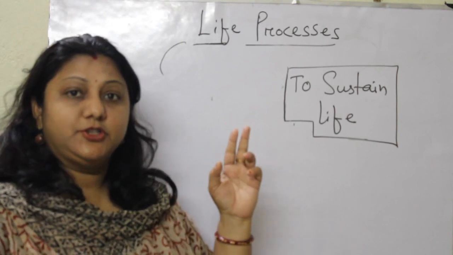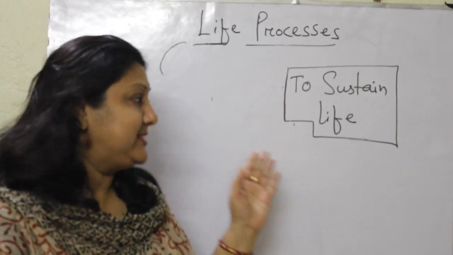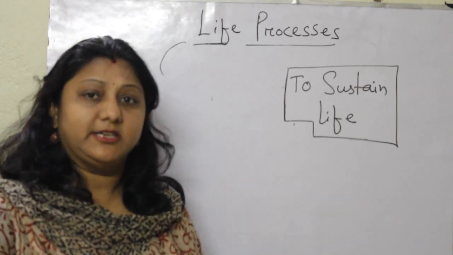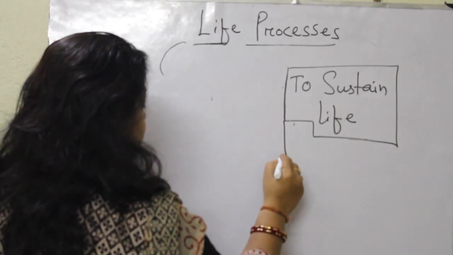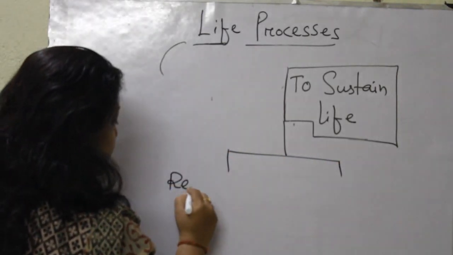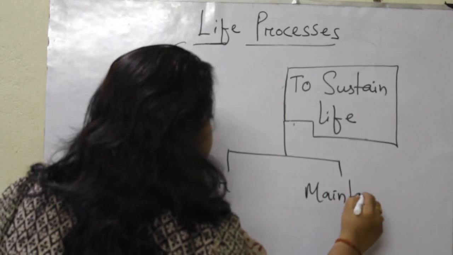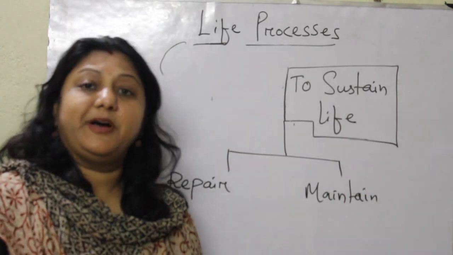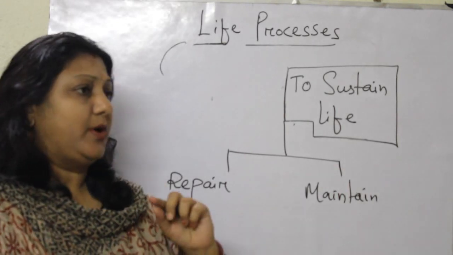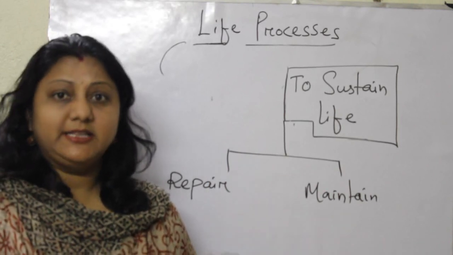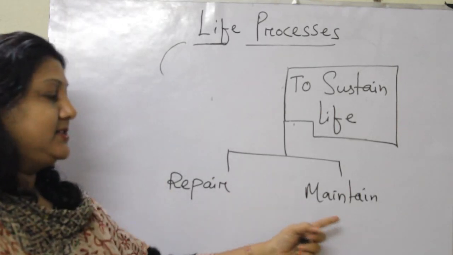Now let us see the two most important aspects of sustaining life. The first one is the movement of molecules, for repair and maintenance. So two things are repair and maintain. To sustain life throughout the lifespan of a particular organism, from birth to death, they have to sustain by using two aspects or two methods, that is repair and maintain.